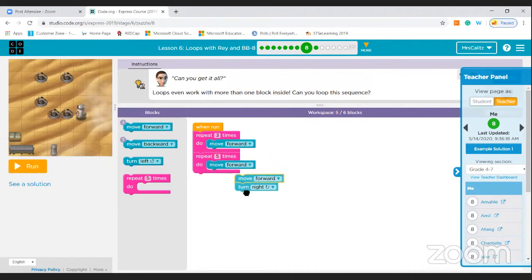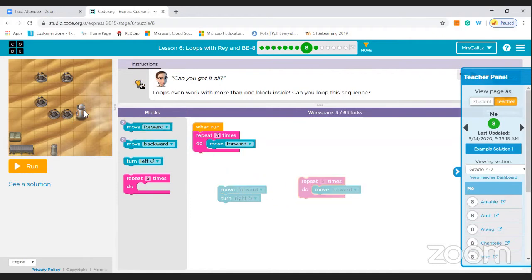Put up your hand if I can unmute you, and then you guys can assist me. Okay, so first of all, I need to move forward 3 times. 1, 2, 3 times. And then what do I need to do? I need to turn right. And then what do I need to do? Move forward again. 1, 2, 3. And then what do I need to do after that 3 times? So do you think I can put it in a loop for 6 times?